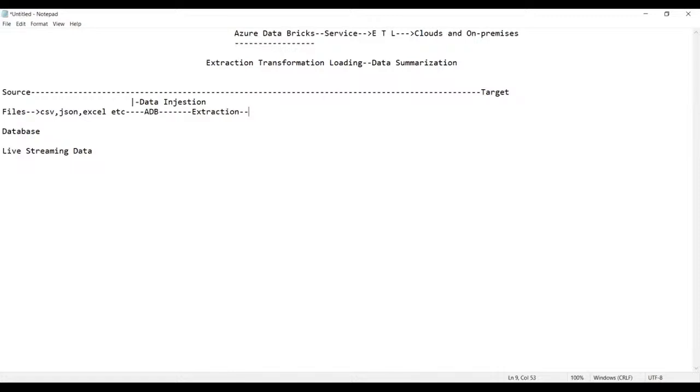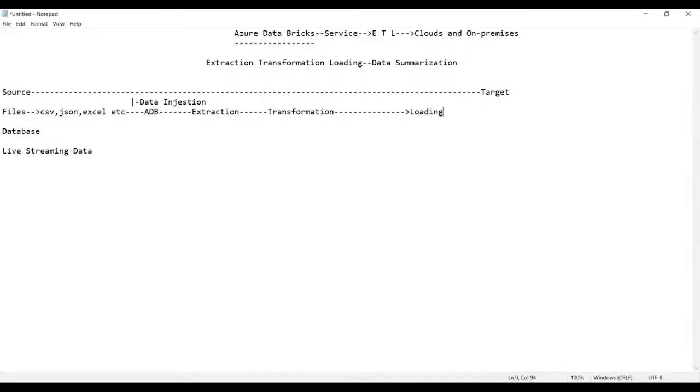And once the extraction is done, guys, then you will have transformation. Transformation is the actual process of data summarization. And once the transformation is done, finally what we do? We perform the loading.